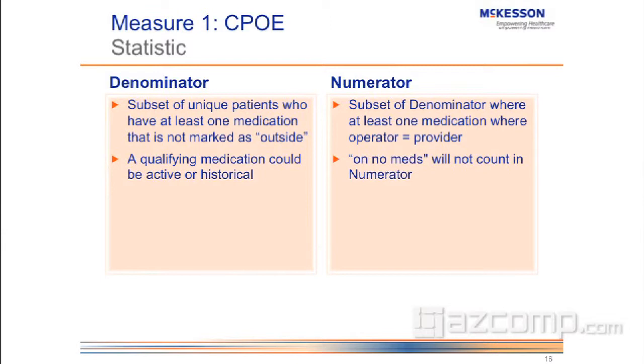This is where we're going to talk about the denominator and the numerator of this. So basically what the denominator is going to be all of your patients who have at least one medication that is not marked as outside. And a qualifying medication could be active or historical. The numerator is going to be where at least one medication where the operator is doing it. So the operator equals the provider. And on no meds will not count in the numerator.